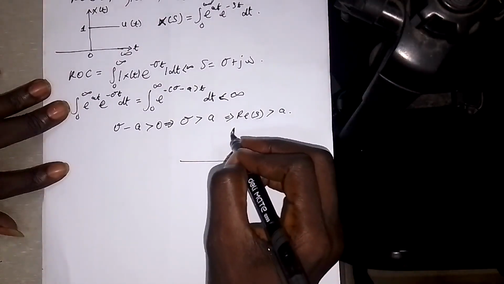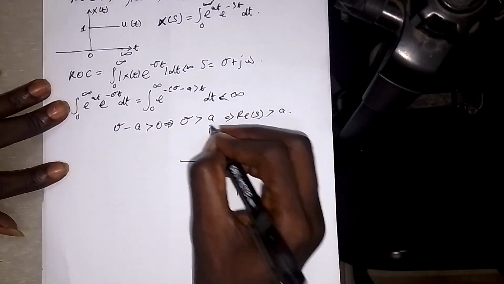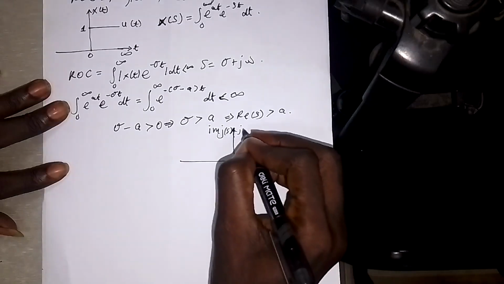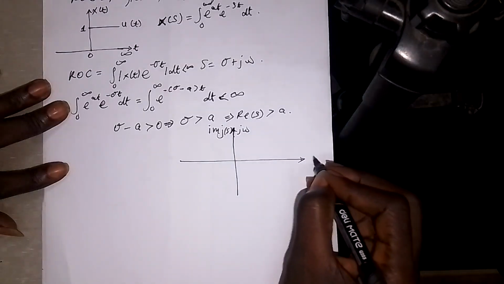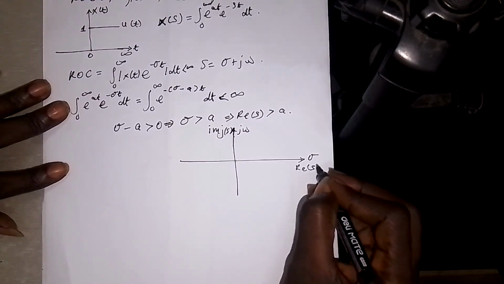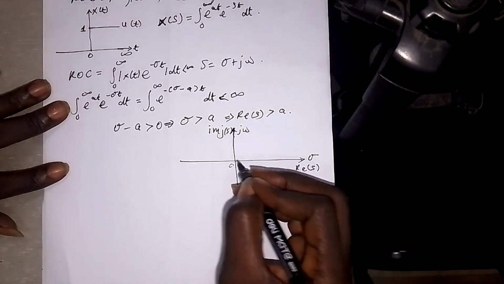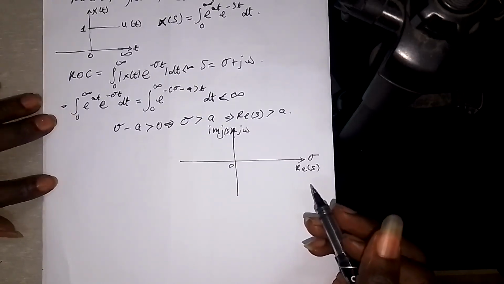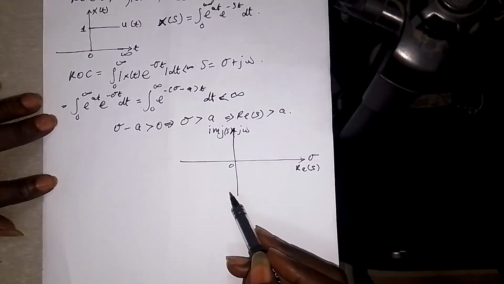Okay, so this is my S-plane. Here is the imaginary of s, which is the same thing as j omega. Here is sigma, which is the same thing as the real of s. Here is 0.